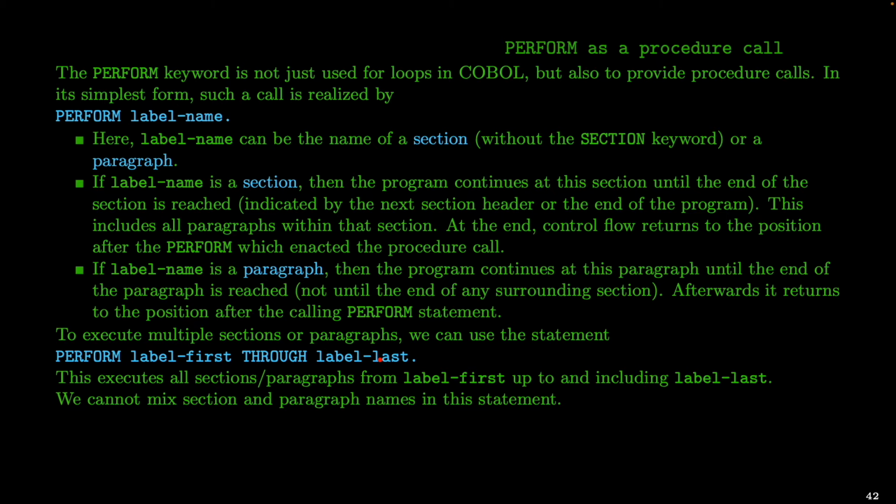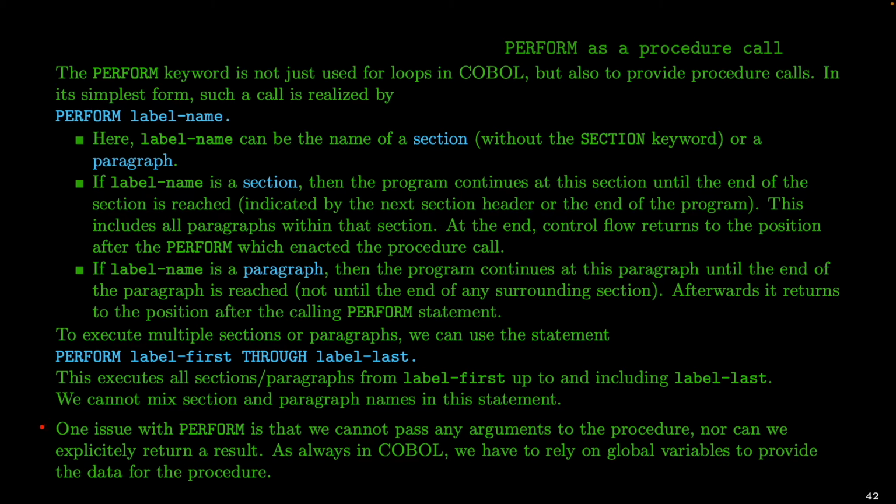One important thing is, if you use paragraph names, for example, then all the paragraphs, the first to the last one, have to be contained in the same section. You cannot cross section boundaries. One issue with perform, which makes it, I would say, inferior to a regular procedure call in other languages, is that you cannot pass any arguments to the procedure. And you can also not explicitly receive a return value from the procedure. So as usual in COBOL, you have to use global variables to do that.